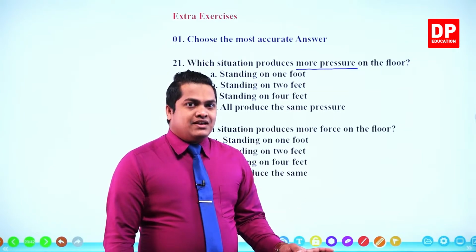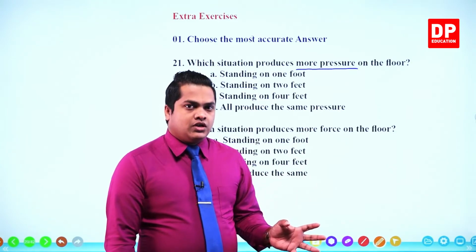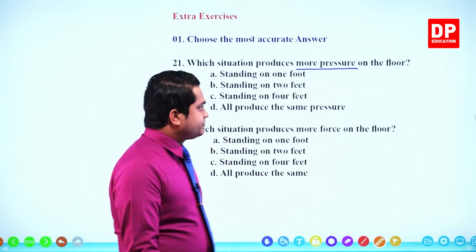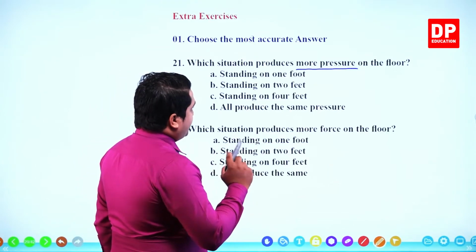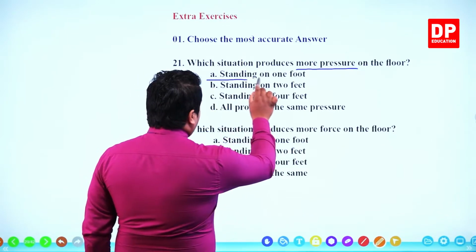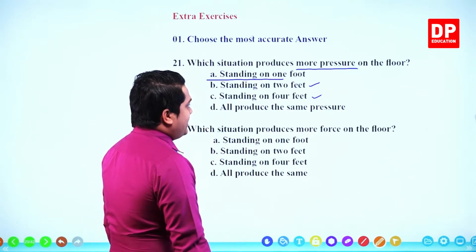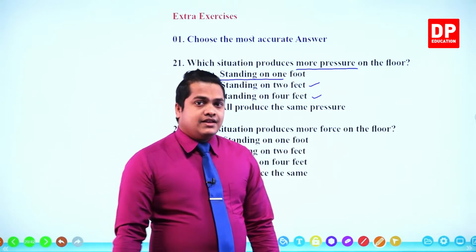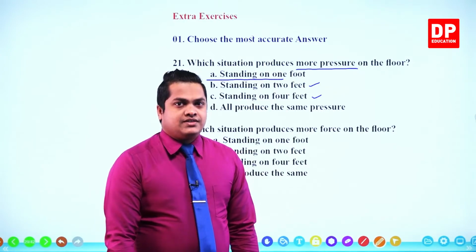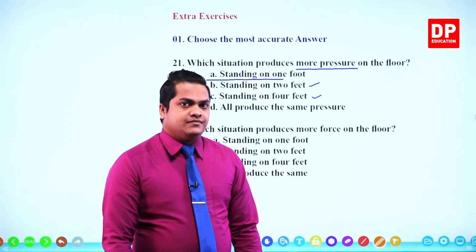So when the animal is on 1 foot, just 1 foot, what will happen? It will exert the greatest pressure on the ground. So the situation which produces more pressure on the floor is standing on 1 foot. That should be our answer. In the other cases, pressure is getting divided and decreased. Like in vehicles, loaded trucks, we apply several tires to decrease the pressure by increasing the surface area. The same thing applies here.